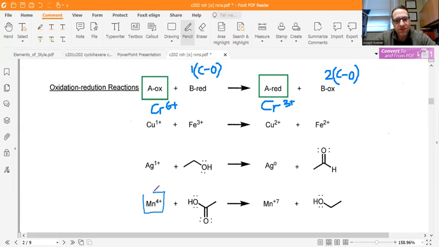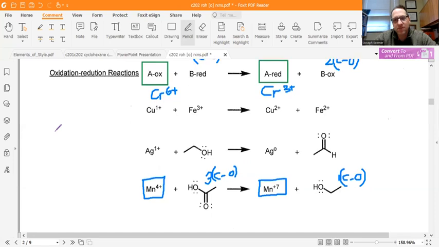Manganese 4 plus is getting oxidized to manganese 7 plus. That means that the charge is increasing. And here we have 3 carbon oxygen bonds going to 1 carbon oxygen bond. So long and short of it is, when you have an oxidation, you will have a reduction concomitant. Where there is an oxidation, there has to be a reduction. Otherwise, you have an unbalanced equation.